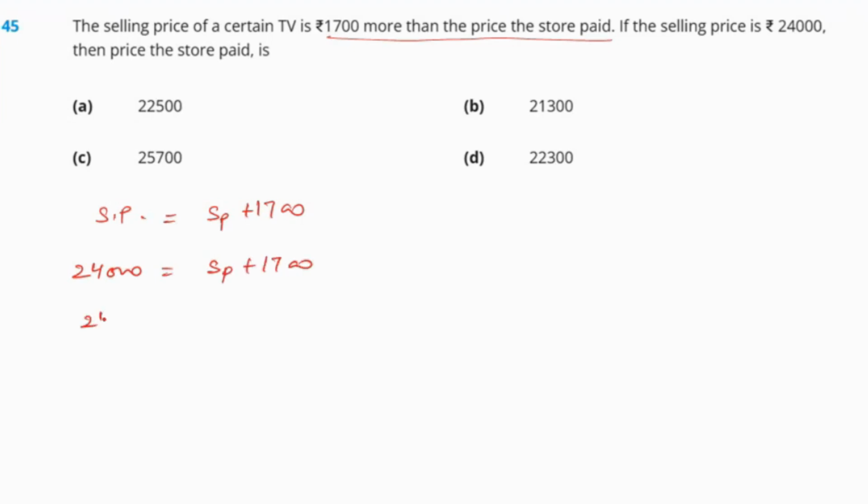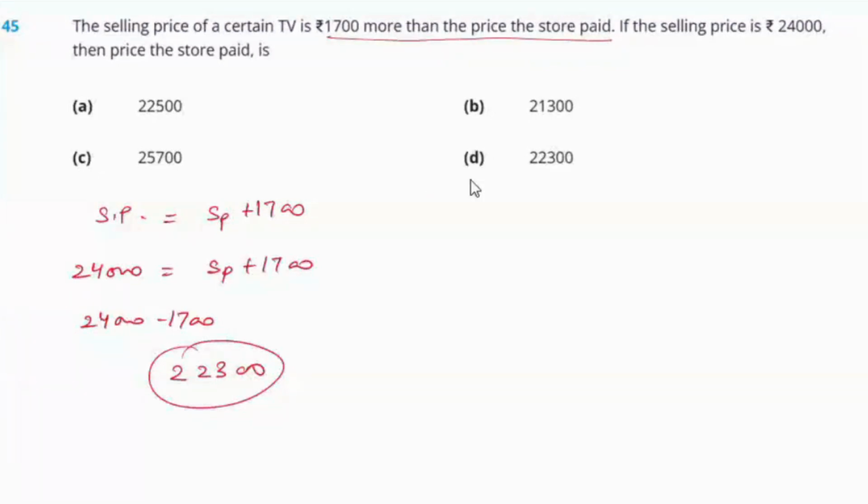So that will be 24,000 minus 1700. Okay, from 24,000 we are supposed to subtract this 1700. And when we do it, we will be getting 22,300. So that would be our answer. For this we are getting 22,300, which is option D.